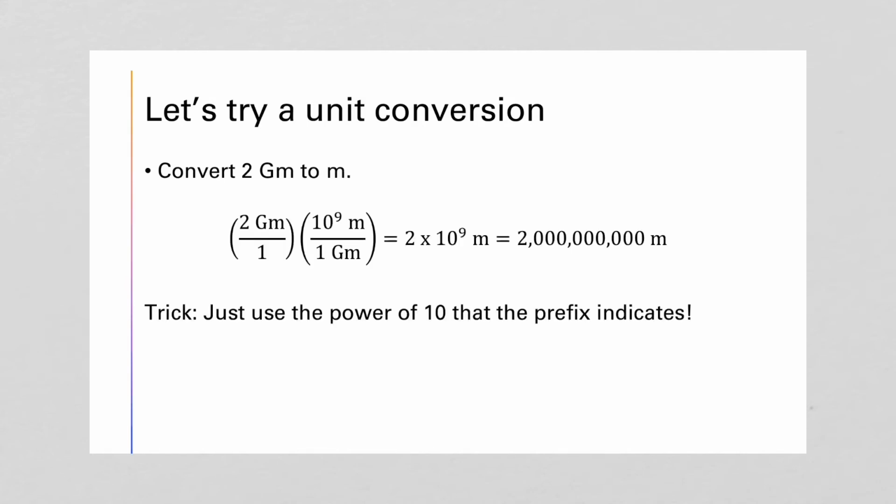So this is what I did. I like to write out fractions to utilize my space so I can see when the units cancel out. I know that 2 gigameters is the number I'm starting with, and I want to put that into meters. So I'm going to write 2 gigameters over 1, because any value over 1 is just the value itself, so it's just 2 gigameters. And then I want to use multiplication to cancel out these units. So I want meters, and I have gigameters.